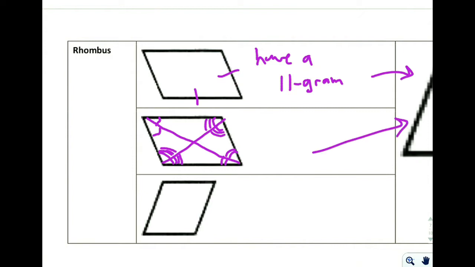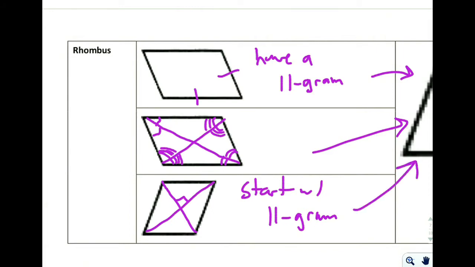In our last example here, if we again start with a parallelogram, so assuming we have a parallelogram to start with, and we find that the diagonals form a 90-degree angle with each other, they are perpendicular to each other, then we get a rhombus. So of these 3 different ways to prove a rhombus, 2 of them require that we start with parallelograms. This one here with the angle bisectors does not.